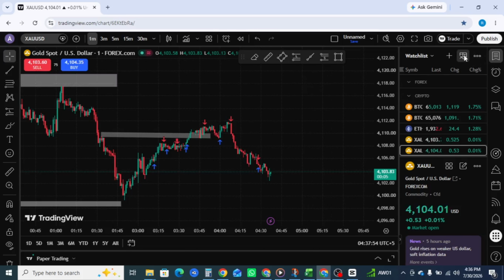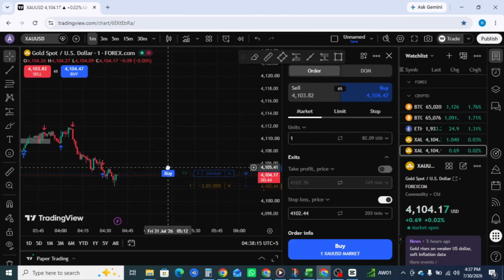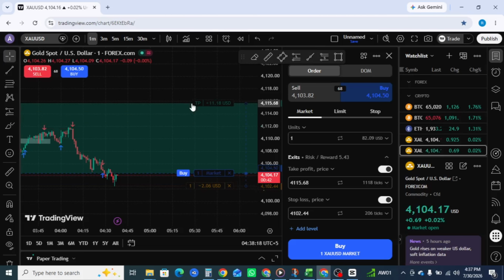Now let's place your first trade. If you believe the price will move higher, click the Buy button. If you think the price will fall, click the Sell button to open a short position, provided the selected instrument supports it. Choose the order type that fits your strategy.